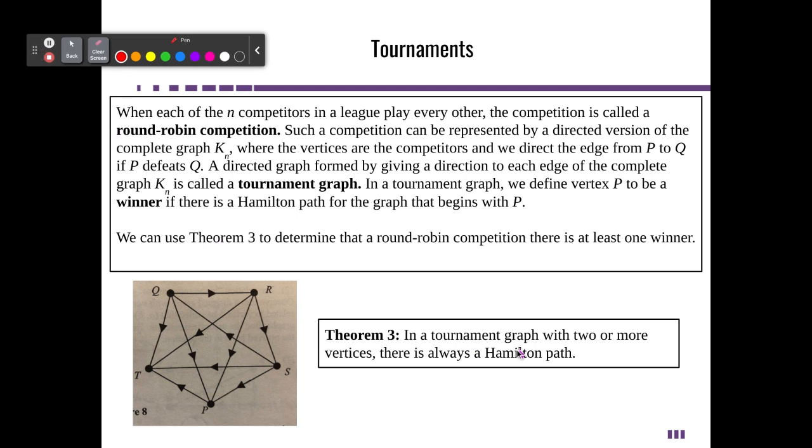All right, so then this brings us up to Theorem 3. Theorem 3, which we'll explore in the next slide, says that in a tournament graph with 2 or more vertices, there's always a Hamilton path. So we can find a Hamilton path. So the idea is that we want to lay it out with each vertex being used exactly once.